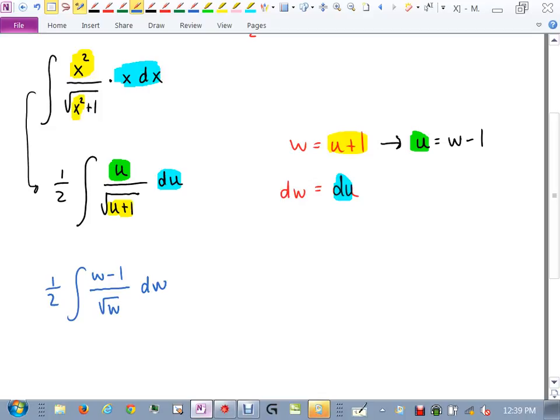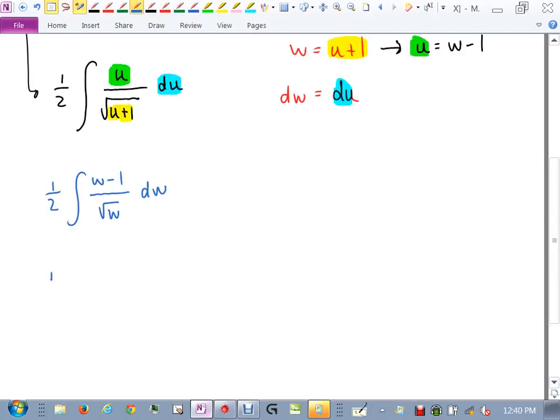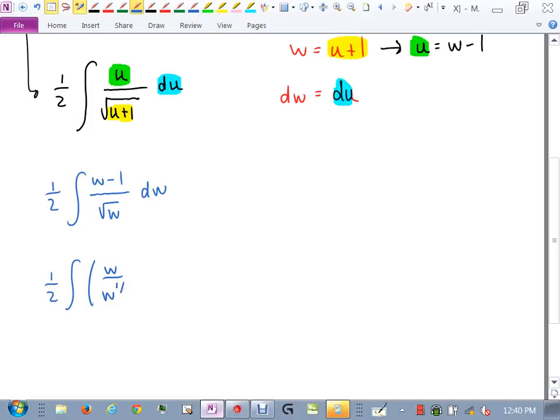Because now I can split them into two integrals. Because now I have two terms in one term. That's just the power of w, isn't it? This will be w over root w. This will be minus 1 over root w. So now I'm here. What is w over root w? Well, that's w to the first power over w to the 1/2 power. I'll write it out. We've come this far. Minus 1 over w to the 1/2 power, dw.